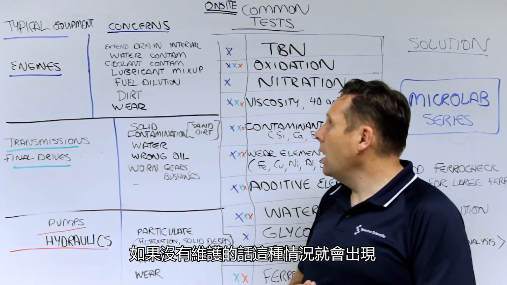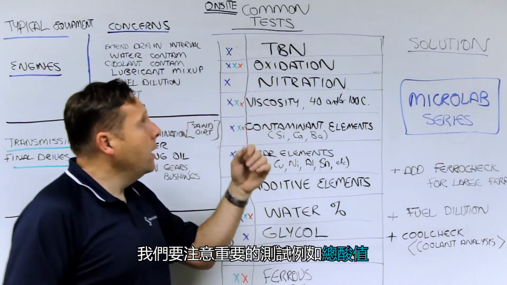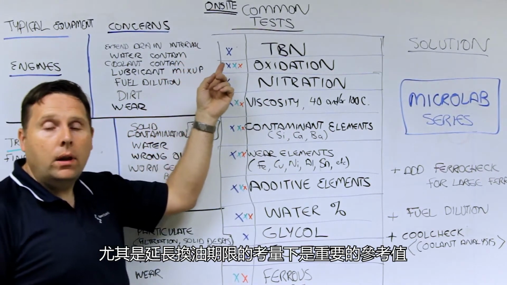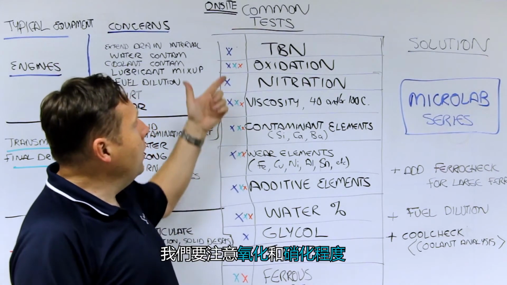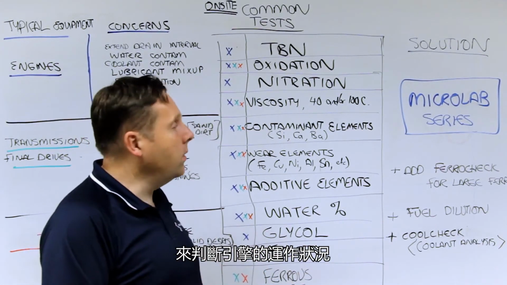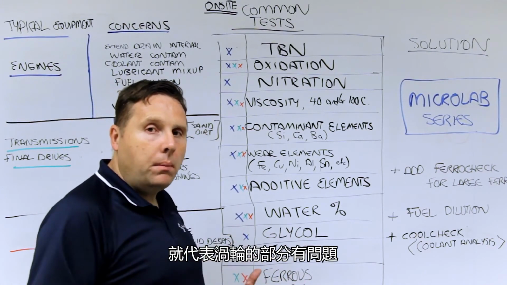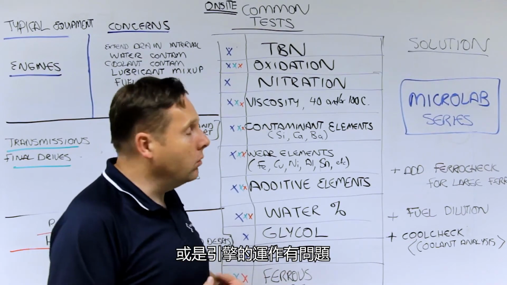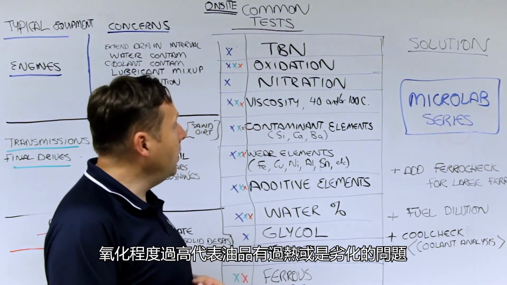not maintained. So the key tests that we look for are things like total base number. That's an indication for the level of oil change in the end, for extending drain interval. We look at oxidation and nitration, of course, to determine the engine performance. If we've got excessive nitration, we know that there can be problems with the turbo. We know that the engine's not running properly. Oxidation, if the oil is already being harshly or overheating.